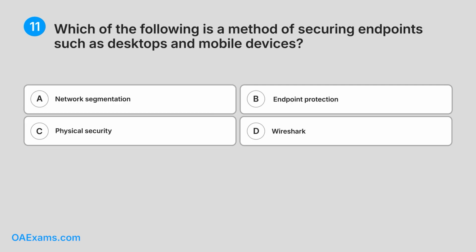11. Which of the following is a method of securing endpoints such as desktops and mobile devices? A. Network segmentation. B. Endpoint protection. C. Physical security. D. Wireshark. Do you know the answer?